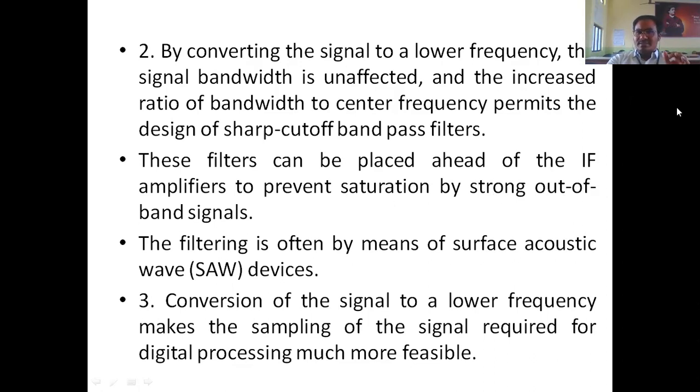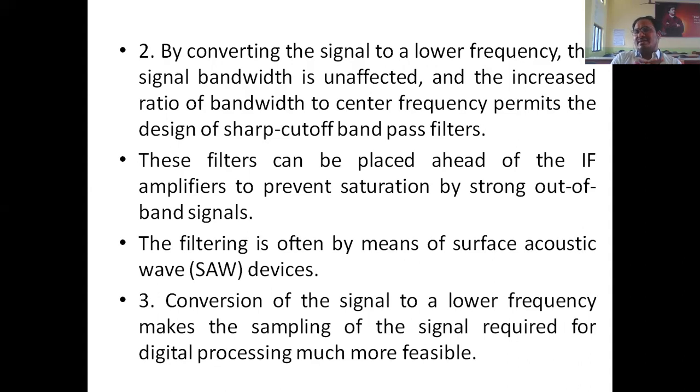So the filtering is by means of the surface acoustic wave devices. So filtering is done by the SAW devices. SAW stands for surface acoustic wave. The third one is conversion of the signal to a lower frequency, which makes the sampling of the signal required for digital processing much more feasible.